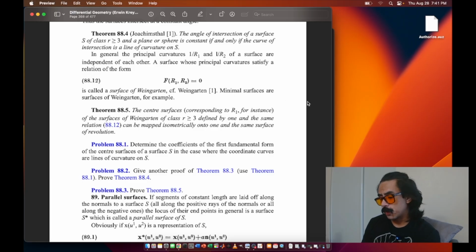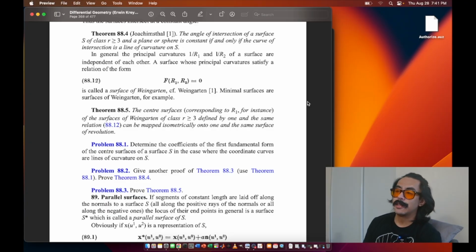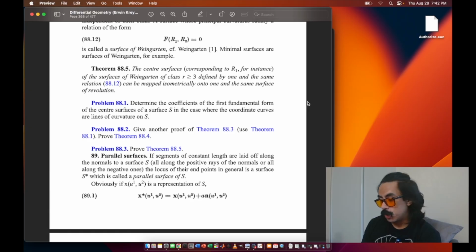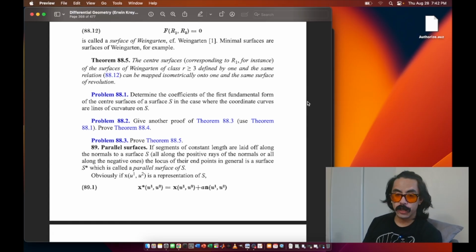Minimal surfaces are surfaces of Weingarten, and for a refresher, minimal surfaces are surfaces or portions of surfaces with a constant mean curvature of 0. Minimal surfaces are surfaces of Weingarten. For example, theorem 88.5: the center surfaces corresponding to capital R sub 1, for instance, of the surfaces of Weingarten of class r greater than or equal to 3 defined by one and the same relation, such as a function of R1 and R2 equal to 0, can be mapped isometrically onto one and the same surface of revolution. And now we have 3 problems here.